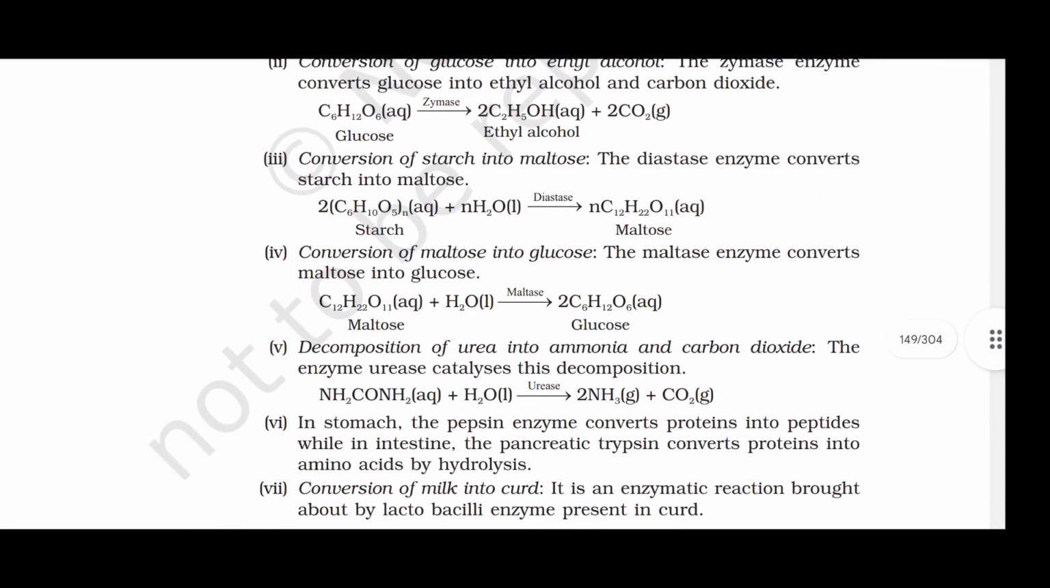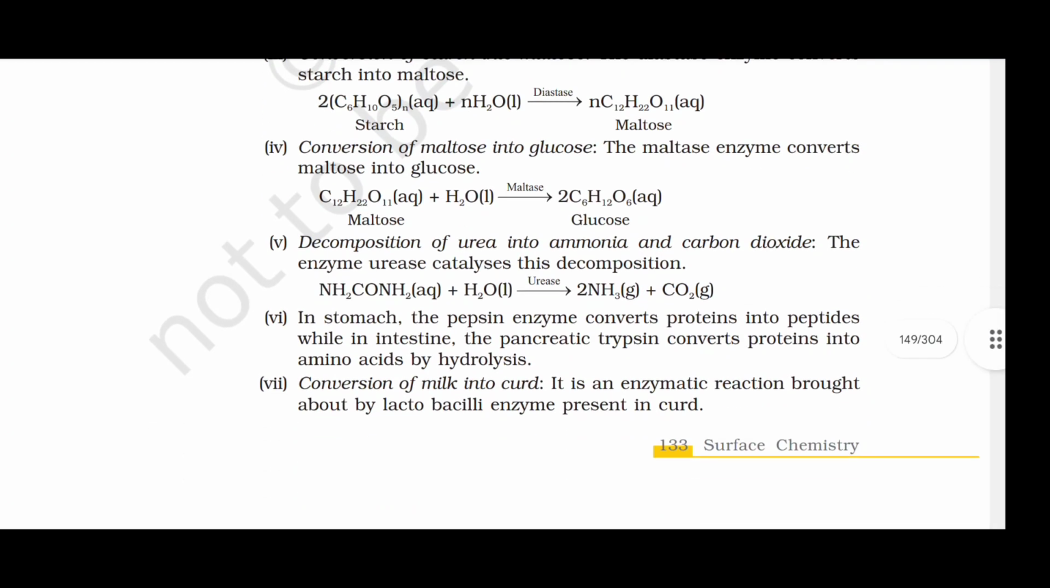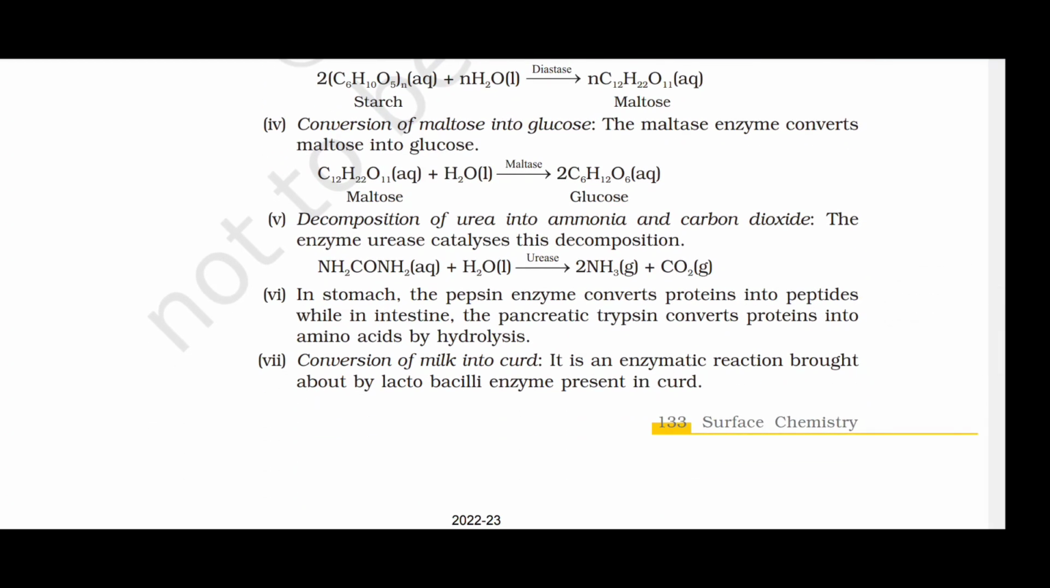थर्ड, कन्वर्जन ऑफ स्टार्च इनटू माल्टोज. द डाइएस्टेस एंजाइम कन्वर्ट्स स्टार्च इनटू माल्टोज. तो स्टार्च थोड़ा सा पानी इन प्रेजेंस ऑफ डाइएस्टेस क्या बना देगा? माल्टोज. फोर्थ, कन्वर्जन ऑफ माल्टोज इनटू ग्लूकोज. तो कौन चाहिए? माल्टेस. The maltase enzyme converts maltose into glucose.